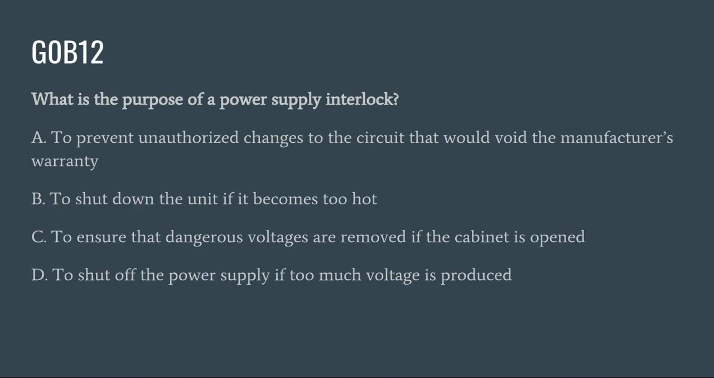G0B12. What is the purpose of a power supply interlock? A. To prevent unauthorized changes to the circuit that would void the manufacturer's warranty. B. To shut down the unit if it becomes too hot. C. To ensure that dangerous voltages are removed if the cabinet is opened. Or D. To shut down the power supply if too much voltage is produced. Correct answer is C. To ensure that dangerous voltages are removed if the cabinet is opened.